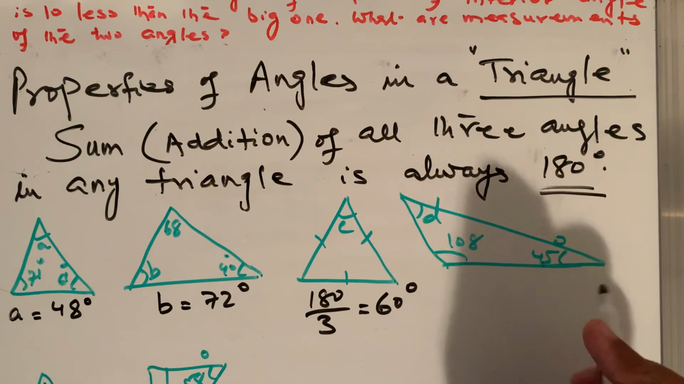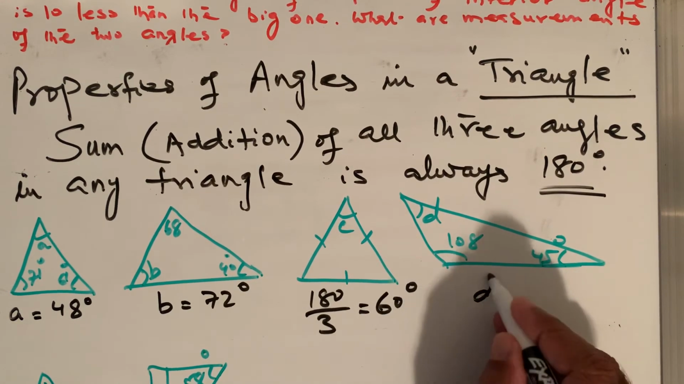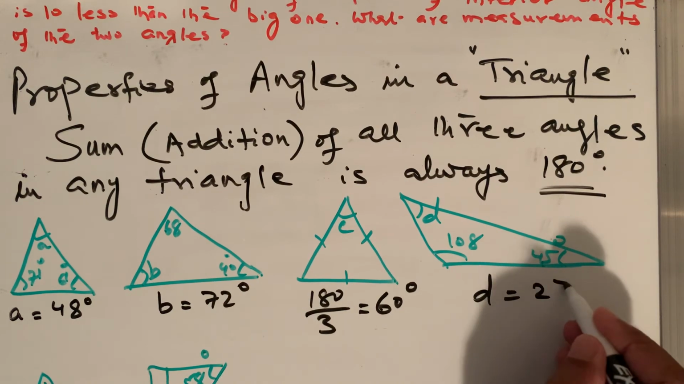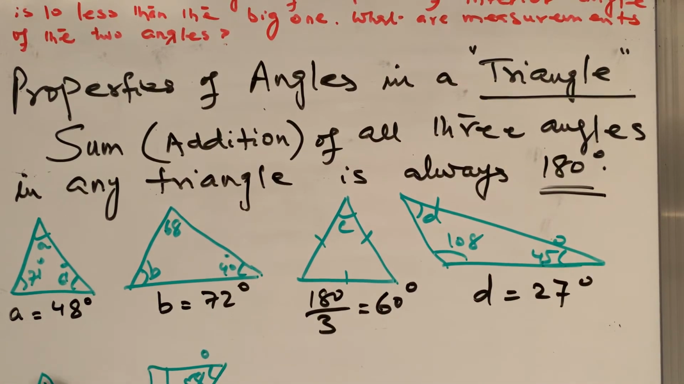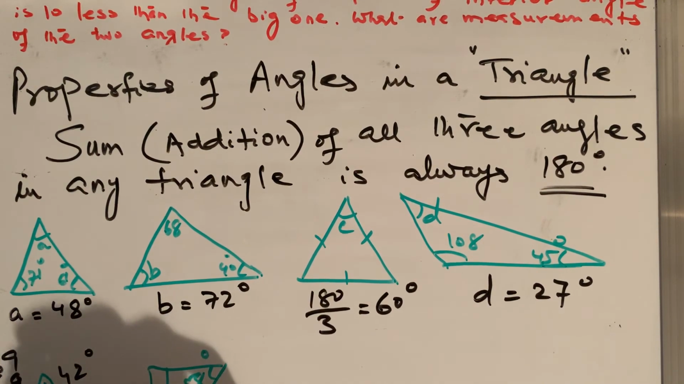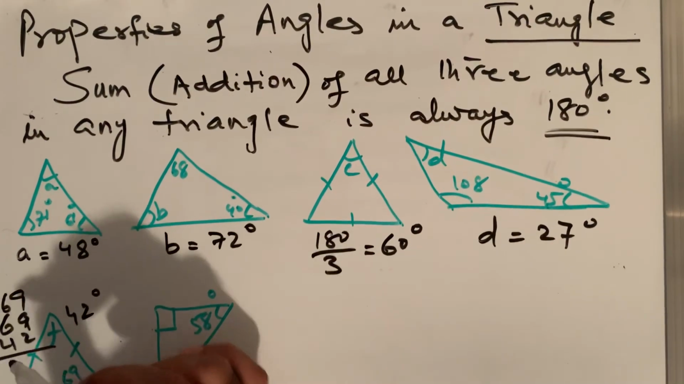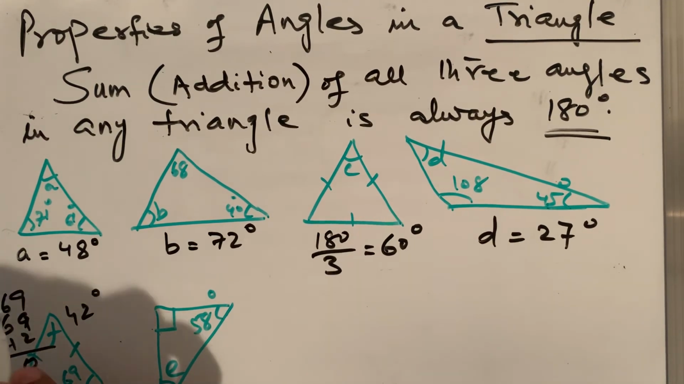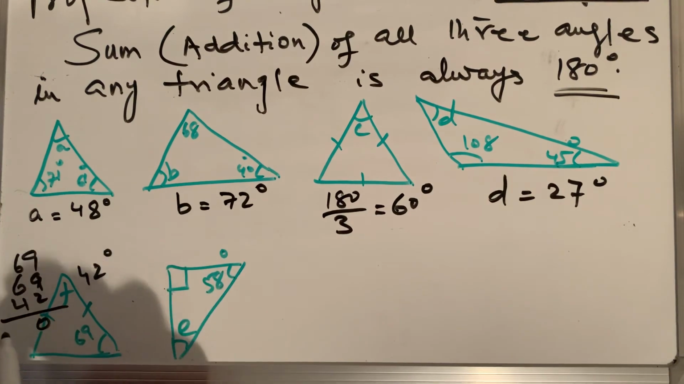This one here is, again, add these two, subtract from 180. So you will get 27 degrees. Here you have these two sides equal. That means these two angles are equal, so F will be 42 degrees. So if you add 69 and 69 and 42, you will get 180. 9 plus 9 is 18, plus 2 is 20, carry 2. 6 plus 6 is 12, and this is also 6 because of the carryover. So 6 plus 6 plus 6 is 18, so 180. You got 180.